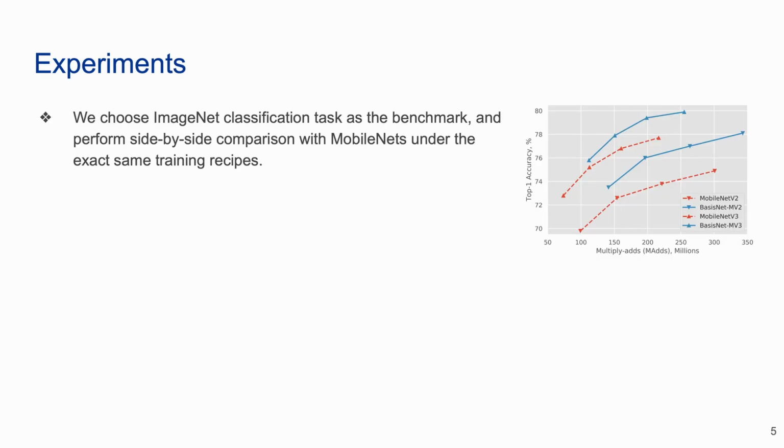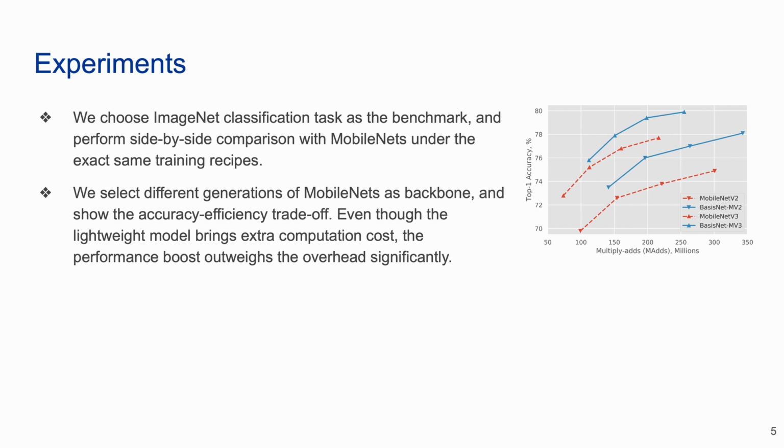We choose the ImageNet classification task as our testbed and perform extensive experiments with MobileNets. Specifically, we retrain all the models under identical conditions for fair comparison. We build BasisNet with different generations of MobileNets as backbone and alter the multiplier to obtain the lightweight model and base models. From the accuracy-efficiency trade-off curve, it is quite obvious that BasisNet has a clear advantage over MobileNets.